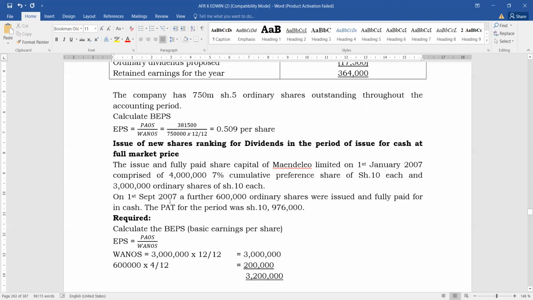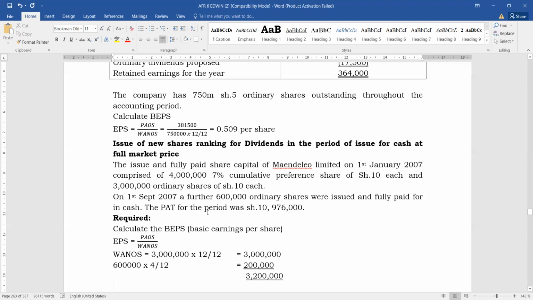On 1st September 2007, a further 600,000 ordinary shares were issued and fully paid in cash. Remember that if it has been fully paid, we consider the full amount. But if it was partially paid, you consider the partial amount which has been paid. In this scenario the issue was fully paid. That is what they mean by for cash at full market price. So this is on this question.